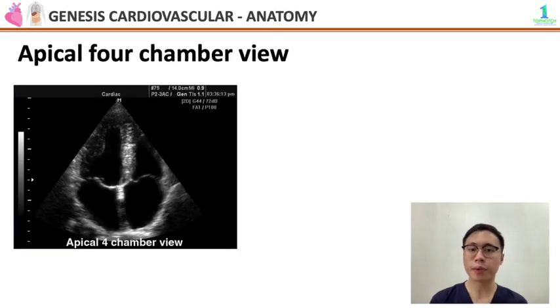So, this is again the apical four-chamber view. Applying now what you've learned in the previous discussion, where are you supposed to put the probe to be able to elicit this four-chamber view?